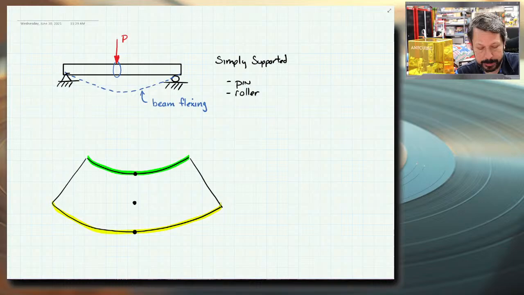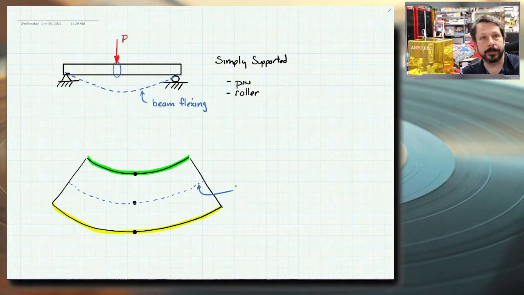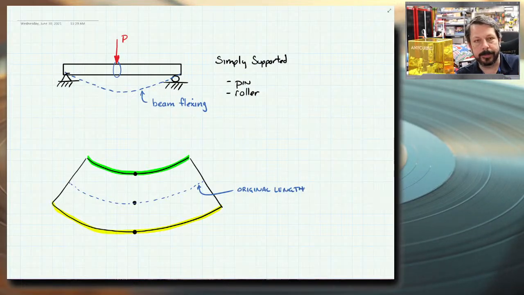So what has happened is the green. Oh, and let's compare them to the original, or the center. So this line is the original length. It's not stretched or compressed. So this is the original length. If I measured the length of that dotted blue line, it would be the original length of whatever section this was before it started bending.